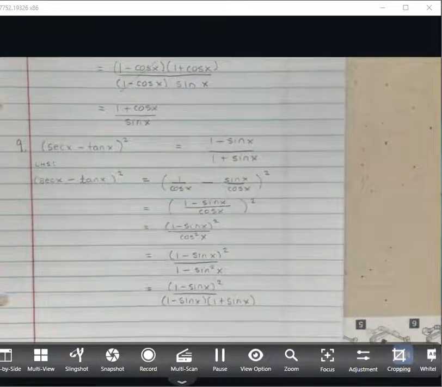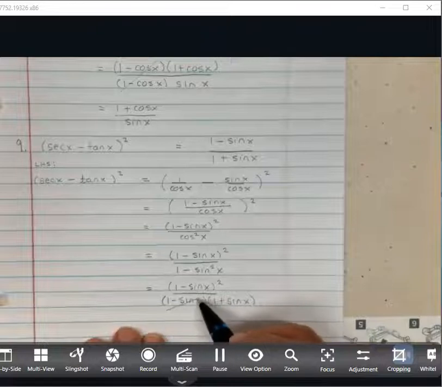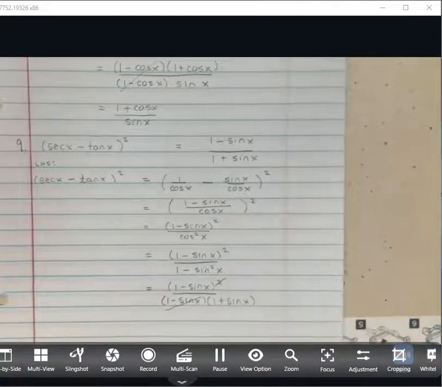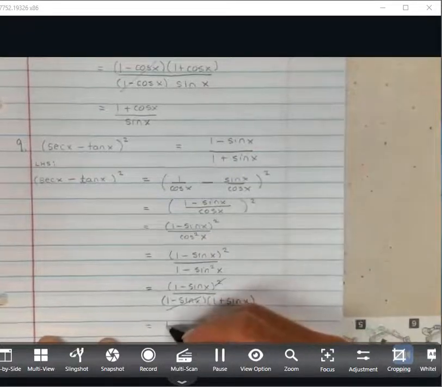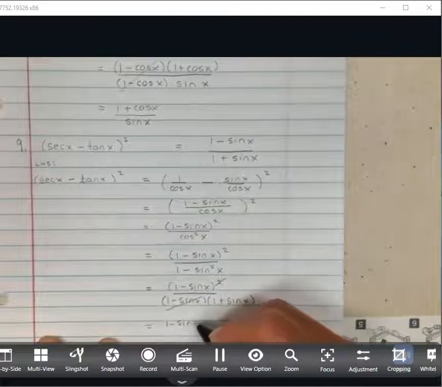Since you've got 2 with the 1 minus sine x, can you separate those ones? Yep, 1 minus sine of x squared means I've got a 1 minus sine of x times a 1 minus sine of x. So I've got a common factor. So I can cancel one of these with one of those. So now there's only one of them on top, and that's all we needed. We got a 1 minus sine of x on top and a 1 plus the sine of x on the bottom.